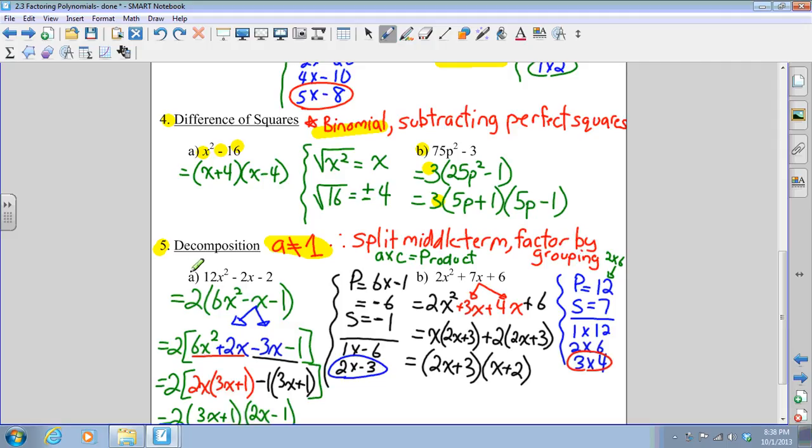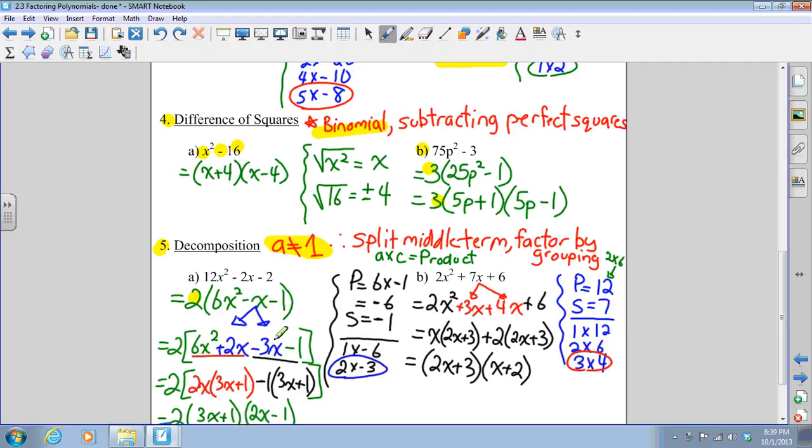Let's look at A here. First of all, A is not 1, it's 12, but we look to see if we can reduce that. Is there any term that goes into all 3 of these? Yes, it's a 2. So common factor out the 2. What's left over is 6x squared minus x minus 1. Then you do your product and your sum. Again, product is A times C, so 6 times negative 1, which is negative 6, and your sum is negative 1. What factors multiply to negative 6 and sum to negative 1?